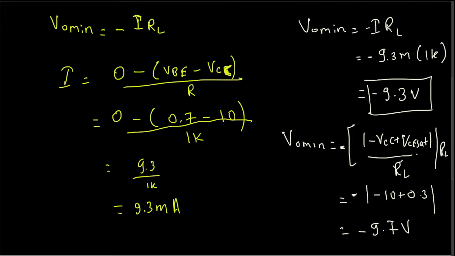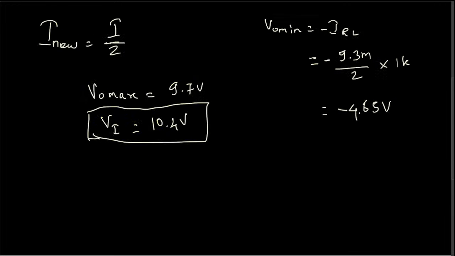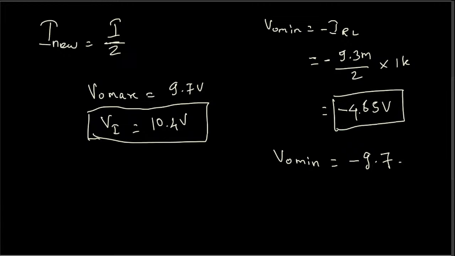Okay, and this equation is going to give exactly the same answer, because there's nothing changing here, there's nothing related to current, so exact same value, exact same equation. So the VO minimum in this case is negative 9.7 in the other equation. And when you compare both of them, which one is close to 0, that is this one in this case. So we have to choose this one to calculate the input voltage.